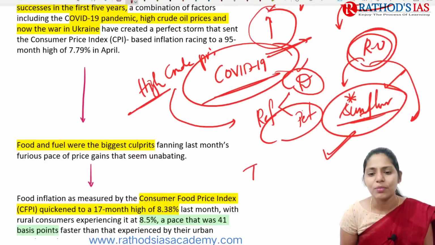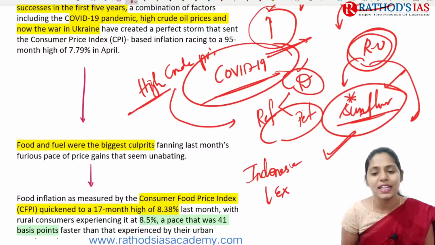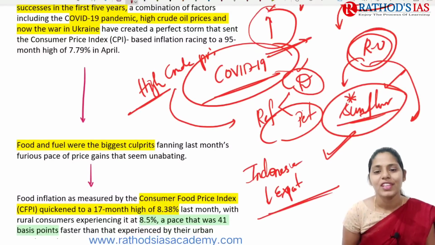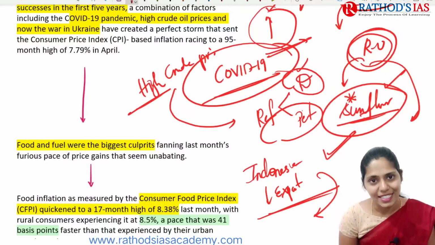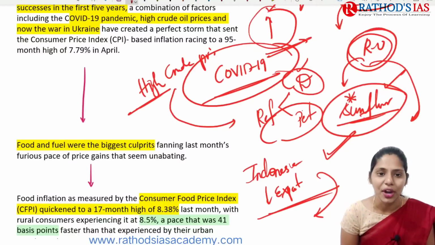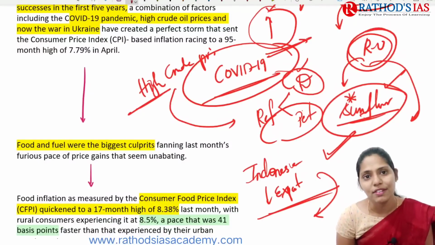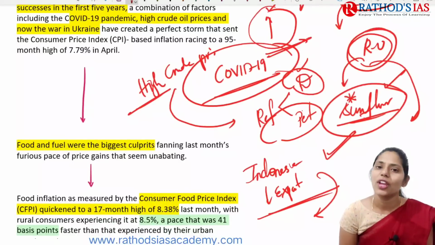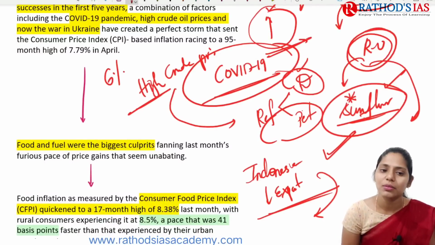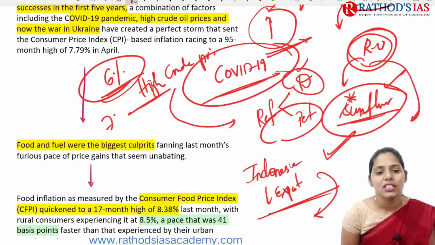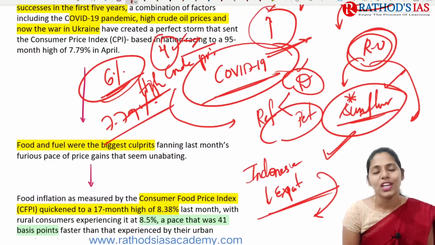Apart from that, one more reason I can add here is Indonesia. Indonesia mainly decreased the exports of palm oil. So because of this also we can see an increase in the prices of edible oil. And very recently, we saw that inflation is 7.79%, okay, in the month of April. So it is very, very high, and we have to control this inflation. The target here is not more than 6%, but it is 7.79%. And for the last 4 months, very high inflation has been recorded in India.